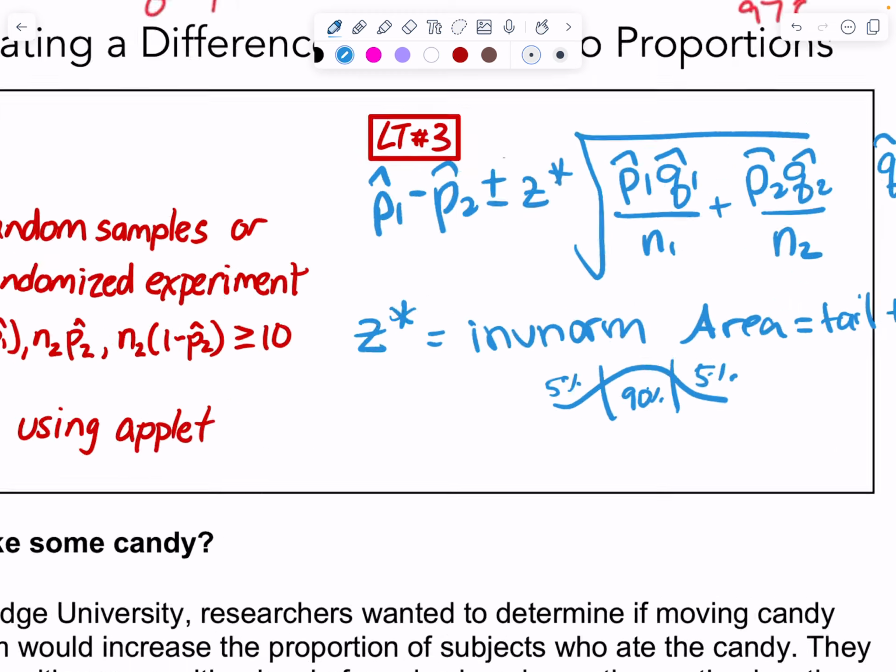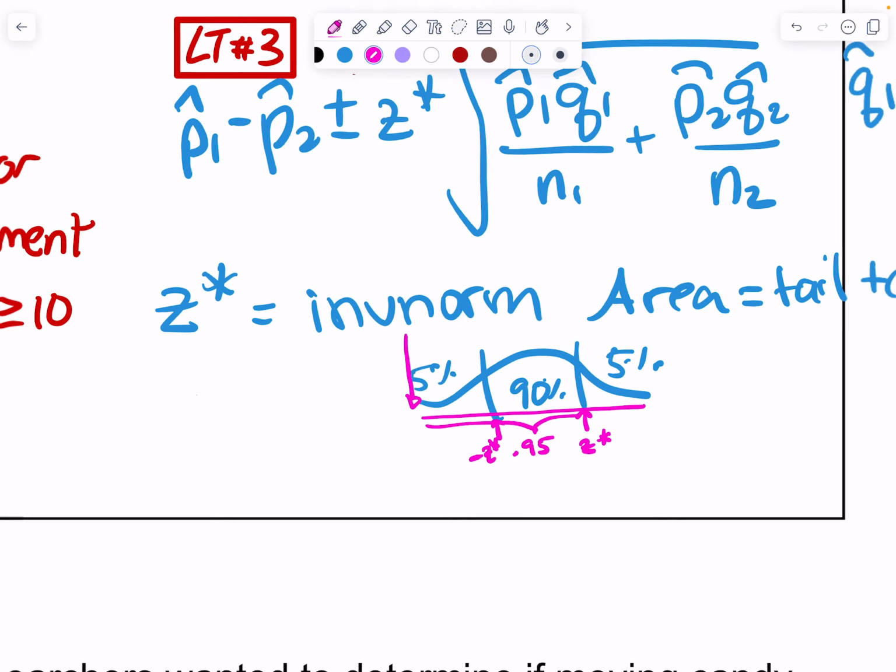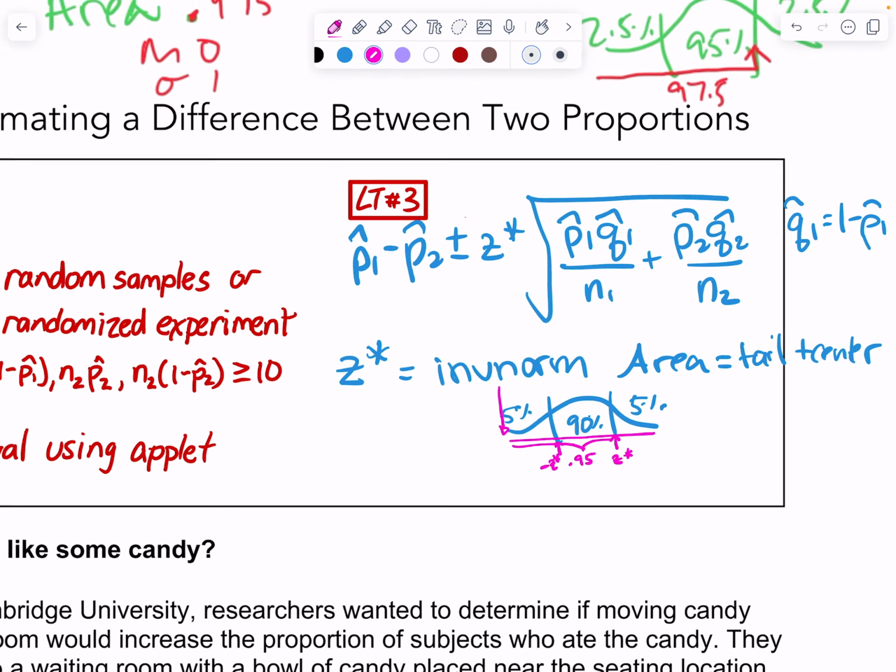That's going to be 5%. Remember what that means is my calculator starts from 0 and I need this value and this value. So you could put in 5% and that's going to get you the negative Z star value, or you could put in 95%, which is going to get the positive Z star value. So that's 0.95 because it's 5% plus 90%. And that's the Z star value. This is going to be the negative Z star value. So if you put in the negative, it's just going to get the negative of what you have here already.